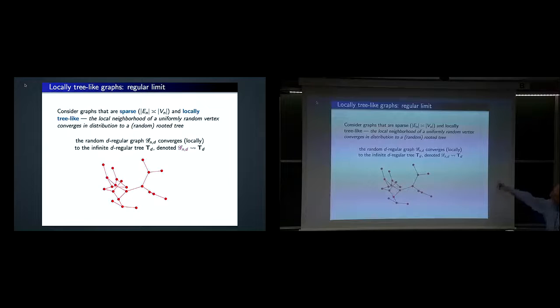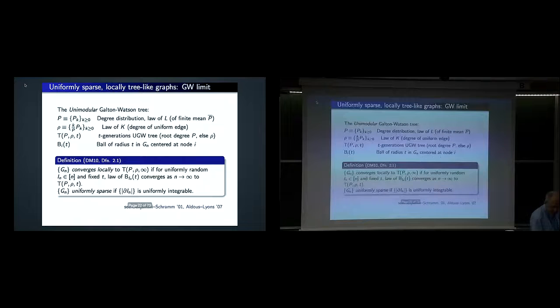So the point is that the d-regular graph converges locally to the d-regular tree, and we also saw that the Erdos-Renyi graph will converge locally to the Galton-Watson tree. Here is a notion of what local convergence means for us. We are saying that we converge locally to some tree if we choose uniformly at random a vertex I, fix t and take n to infinity, and look at the ball of all the vertices within distance t from our chosen random vertex, then the law of this ball will converge as n goes to infinity to the law of the tree.